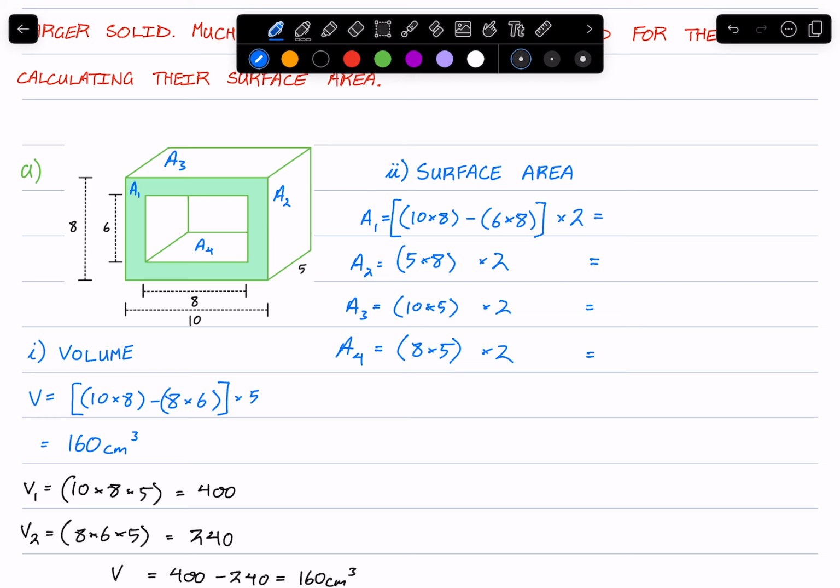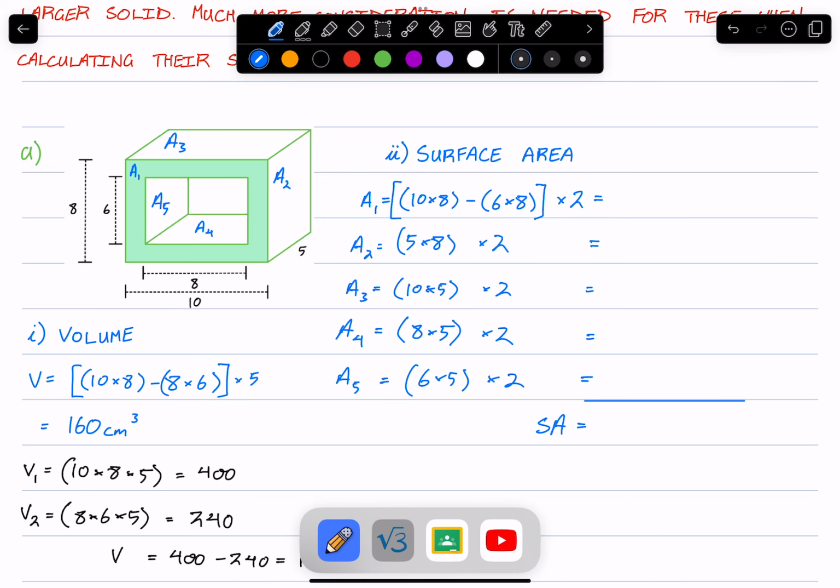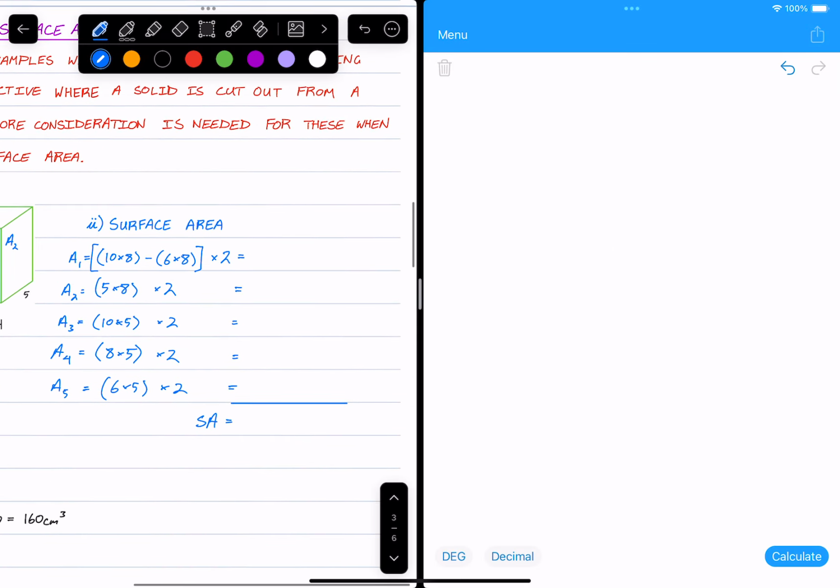And area 5 now, same idea. It's going to be on the inside, but on the left, so this one here, and on the right. And that area is going to be 6 by 5, and there's 2 of those, so we're going to double that as well. So area 5 is going to be 6 by 5 times 2. And now it's just a matter of taking all of these and taking the total surface area of all of this. So just plugging all of these in, you can probably fast forward at this point.